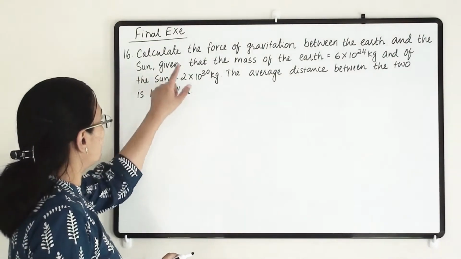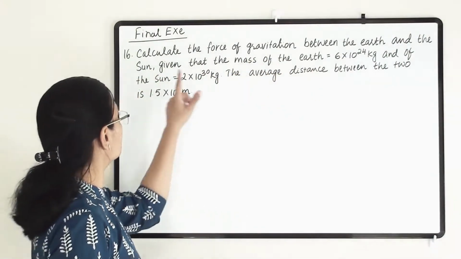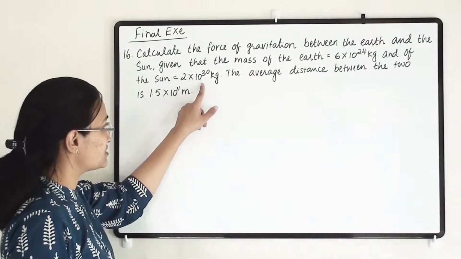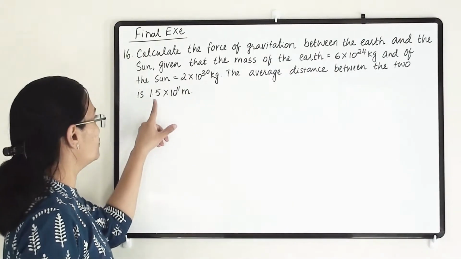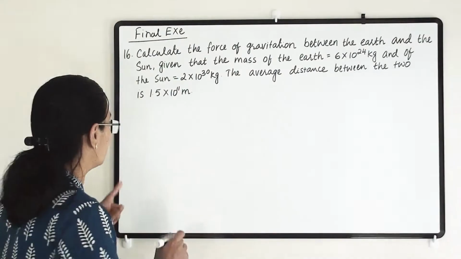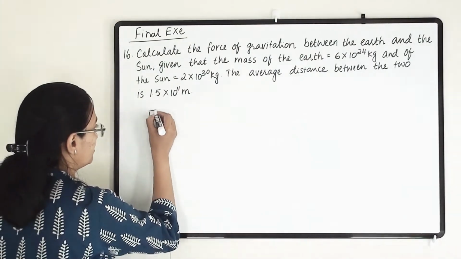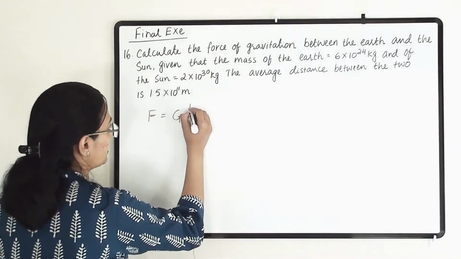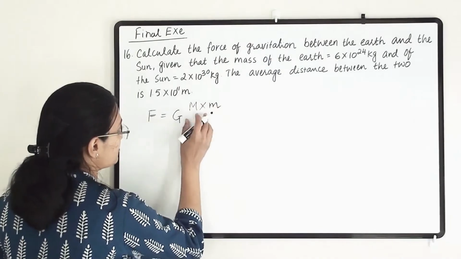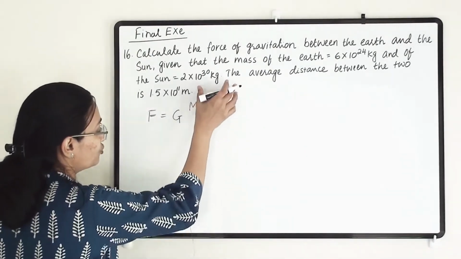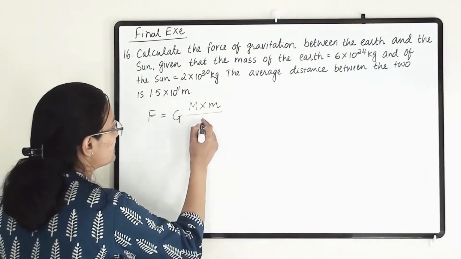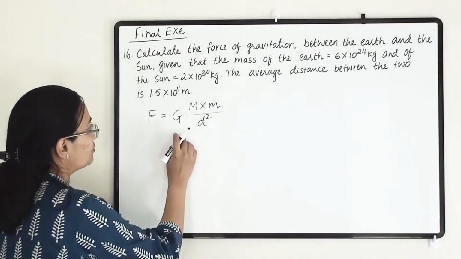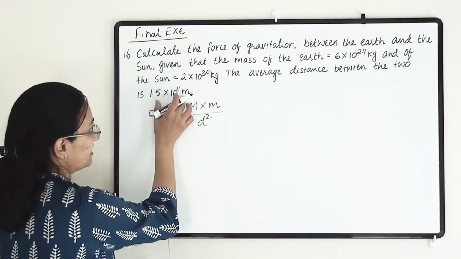16th question is: calculate the force of gravitation between the earth and the sun, given that the mass of the earth is this much and that of the sun is this much, and the average distance between the two is this much. So we know that the formula through which we can find the gravitational force between two objects is F equals capital G m into m, the masses of both objects, divided by the distance between the two objects squared. Here we know all the things: both objects' masses, and the distance also.